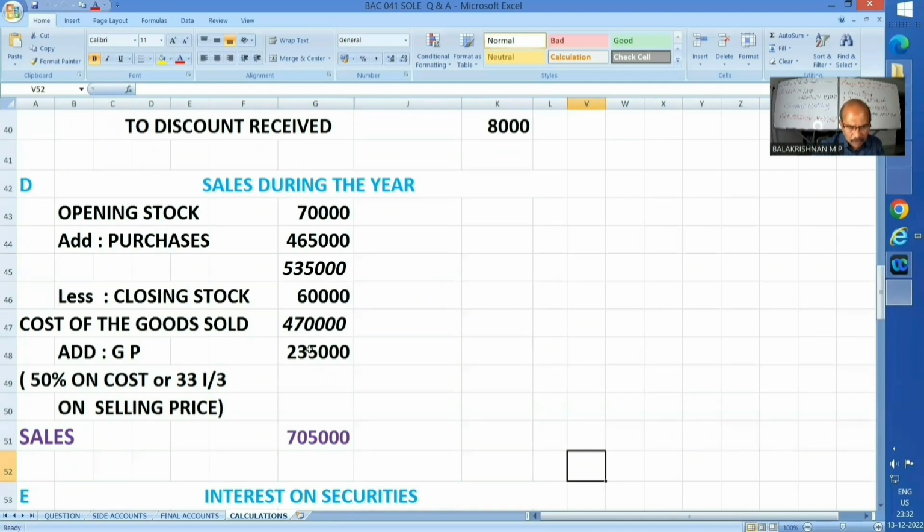That is convenient for us. So 50% on the cost, that is half of it, 2,35,000. So sales, this plus this, 7,05,000.